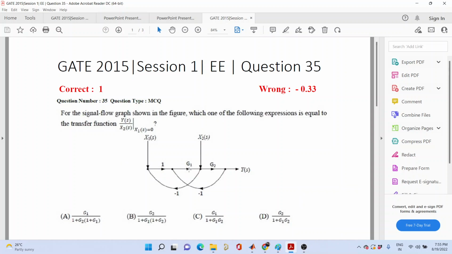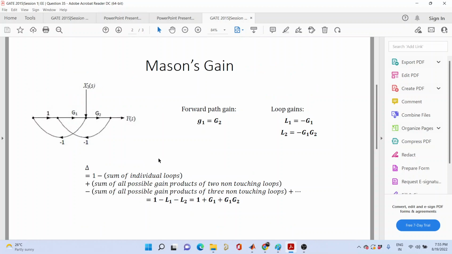So I do not have much time. I just have 2 minutes. I'm just showing you the solution very fast. The previous week I have just given you how to do it. First, you list out all the gains. That is the forward path gain. That is G2, because the input we are concerned with is X2 over here. So the forward path gain is G2.